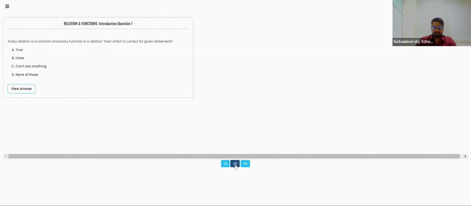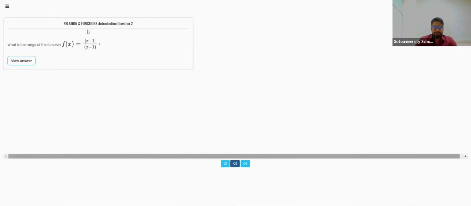Question number 2. There is a special function given here. If you can understand this, we have to find the range of this function. Okay. What is the range of this function? They have not told us what set they are defining this function on, but let's see what is the approach for this question. Let me write it here. F of x is equal to mod of x minus 1, that's the absolute value, divided by x minus 1. And what is the range of this function?